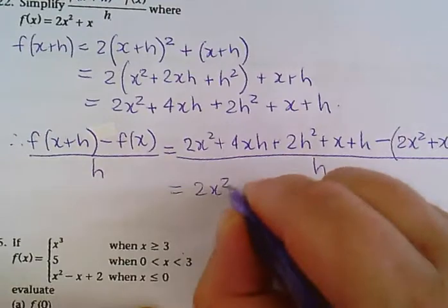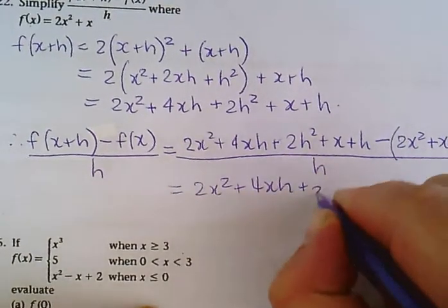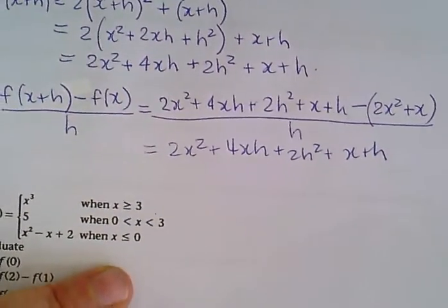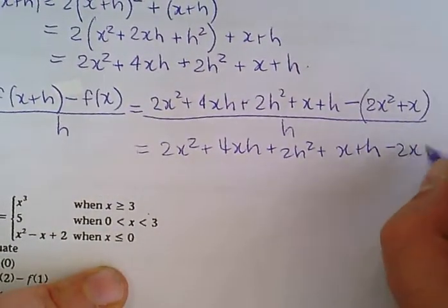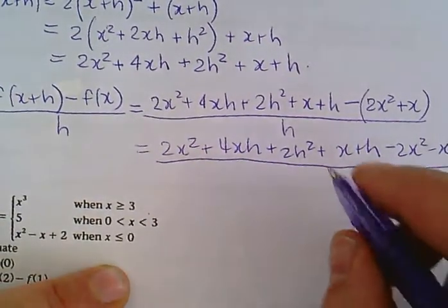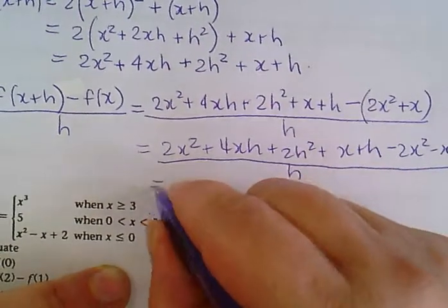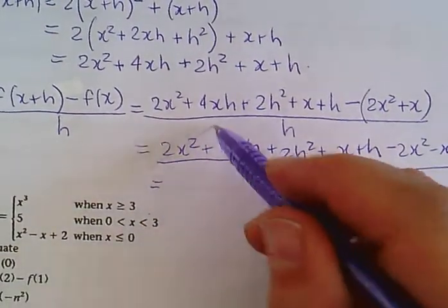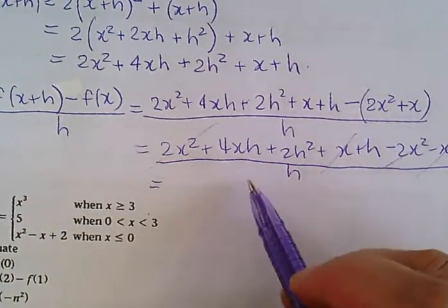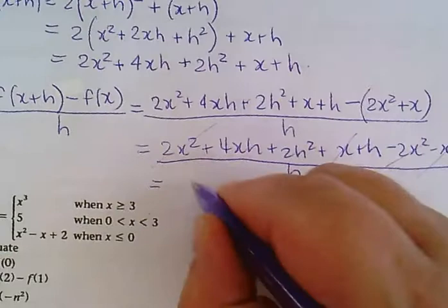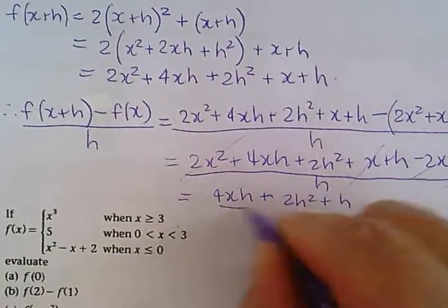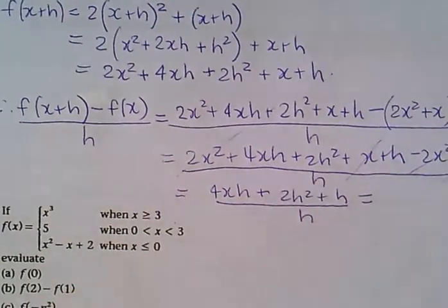So now that's 2x squared plus 4xh plus 2h squared plus x plus h. As you get more confident, you could just go straight to this line. Minus 2x squared minus x, over h. What cancels? 2x squareds. The x's cancel. So I've got 4xh plus 2h squared plus h over h. You know, I can simplify that.